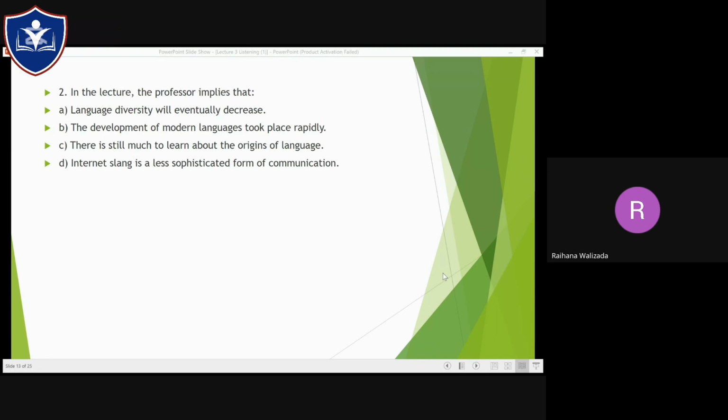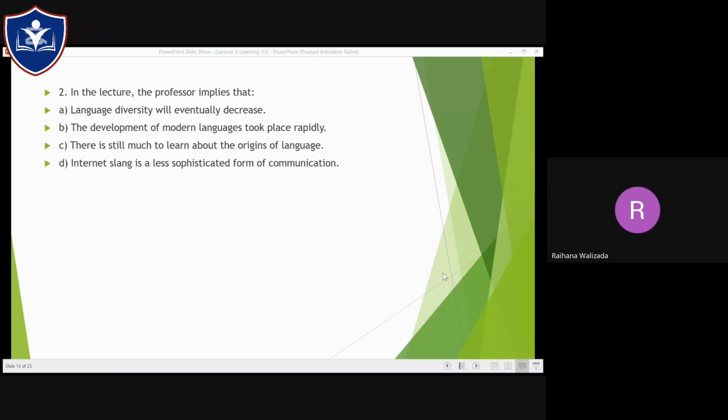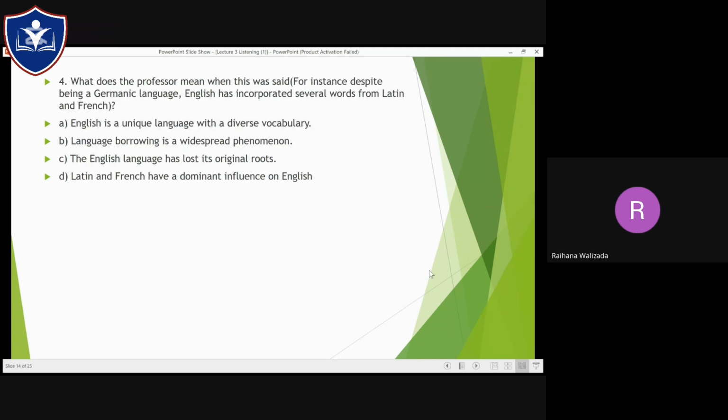If you say B is correct, I believe you didn't get the whole idea of the lecture. He said that it started from gestures and came to this and this and this. So he said that it took centuries for the modern languages to be developed, so it's not that it took place rapidly. It was actually quite slow. So C is the correct answer, and it was really obvious. There's still much to learn about the origins of language. He actually implied something about this at the end.